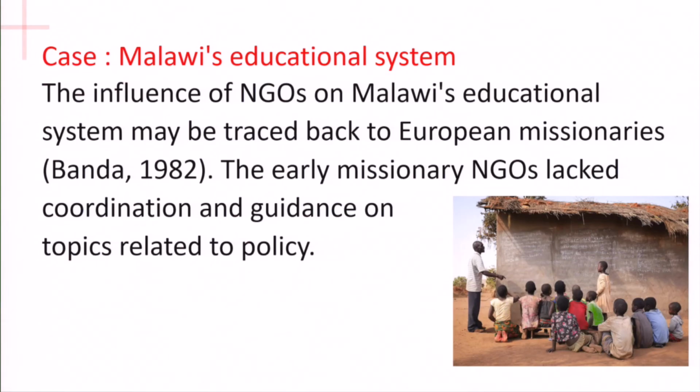The Malawi education system. The influence of NGOs on Malawi's education system can be tracked back to the European missionaries, which is reported in Banda's paper in 1982. The early missionary NGOs lacked coordination, however, they brought in a transformation in that educational system. After 1901, the missionary participation in education came down and it was simply in assisting the government in providing the resources and the school infrastructure.